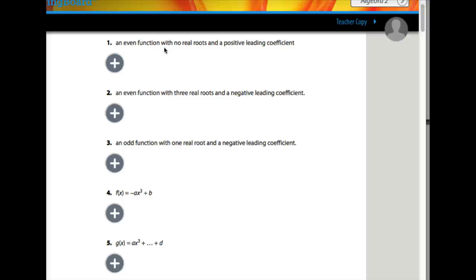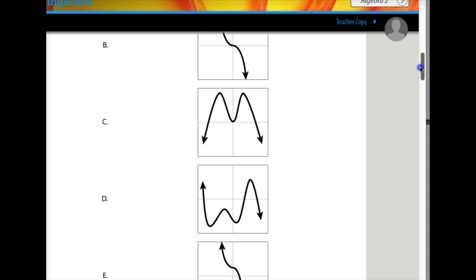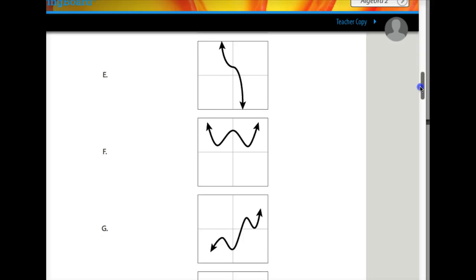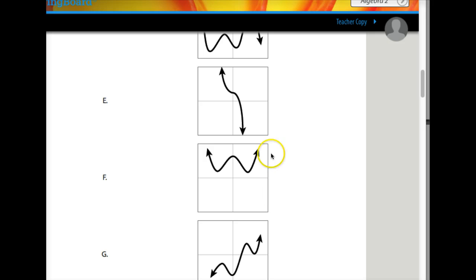So number 1, an even function with no real roots and a positive leading coefficient. So if the function is even, that means that it needs to be symmetric about the y-axis. No real roots means no x-intercepts. Positive leading coefficient tells you what kind of end behavior you can have. So as you look at these choices, it's not allowed to cross the x-axis, we know, because it has no real roots. So the only choice that doesn't cross the axis at all is F.